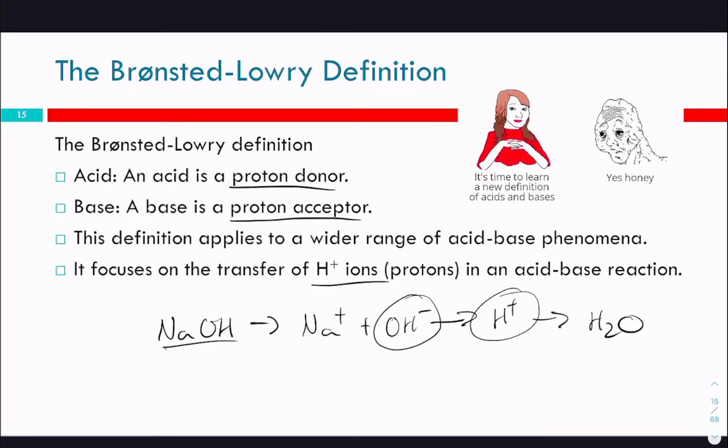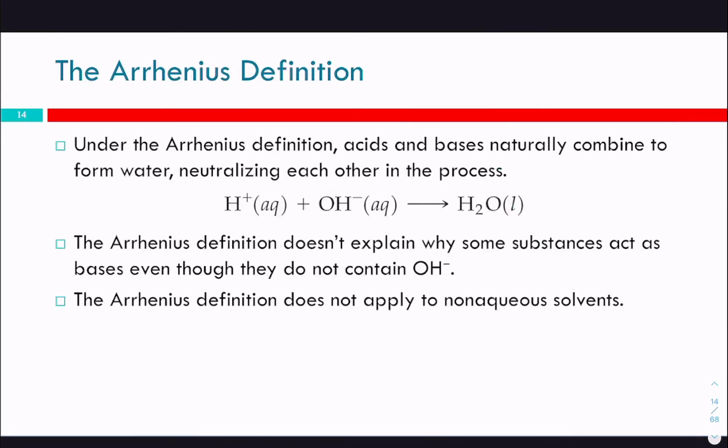So last time we did talk about the Arrhenius definition of acids and bases. The definition of an acid and a base under the Arrhenius definition was limited to whether it adds a hydrogen to the solution or if it adds OH minus to the solution. Those were acids and bases, the complete definition.